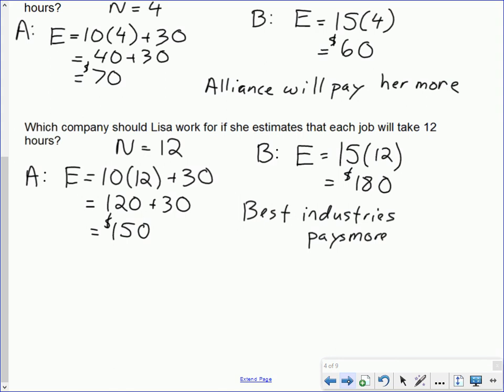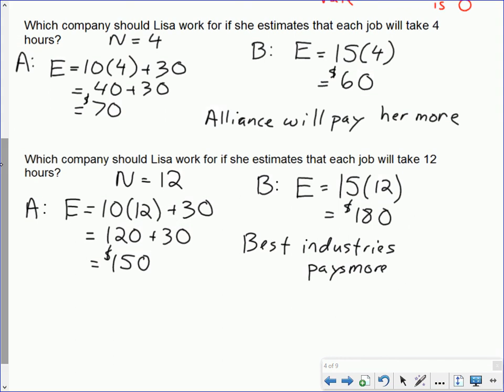So if we're to ask the question, which of these companies should she work for, ignoring any of the other factors when considering employment, and you're just concerned about how much money she was going to make, our answer would have to be, well, it depends. It depends on how many hours she's going to work. In some cases, Alliance is the better one to work for. In other cases, Best is the better one to work for. So how can we make a more definitive recommendation about which company she should work for?